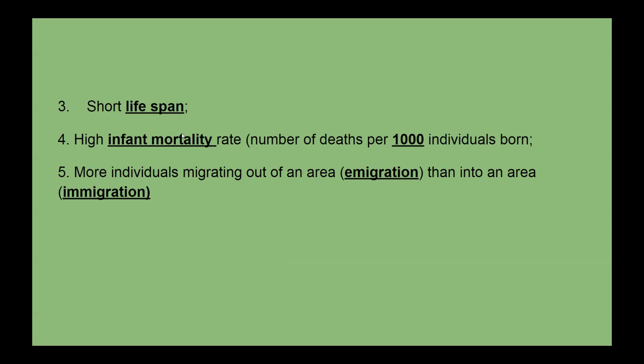Another thing is a short lifespan as well that can cause this. So you've got this massive jump. Think about rabbits. You've also got a high infant mortality rate. They're going to have a lot of offspring to try and offset this. You've also got more individuals migrating out of an area, which is emigration, than into an area, which is immigration.